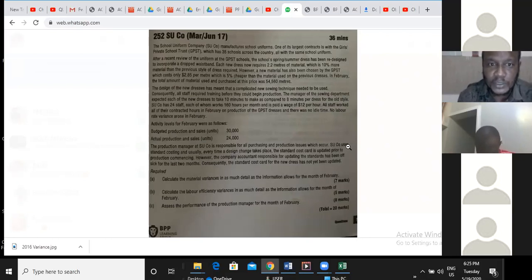Now, they said the manager of the sewing department expected each of the new dresses to take 10 minutes to make, as compared to 8 minutes per dress from the old style. Oh, so it was 8 minutes before, now it's 10 minutes. So it has increased. Let's be careful about these things. If not, we're going to make mistakes. SU has 24 staff, each of whom works 160 hours per month and is paid a wage of $12 per hour.